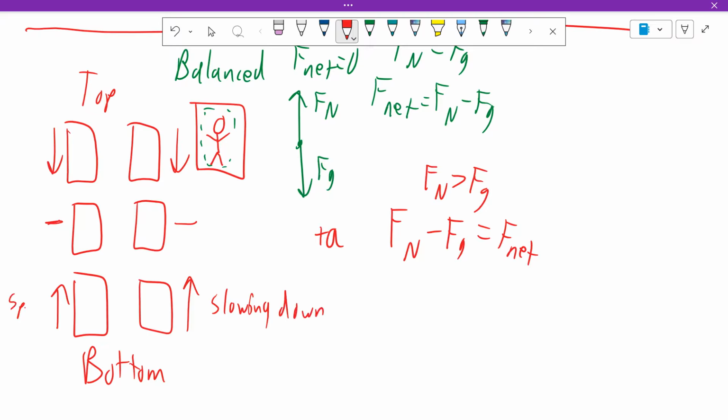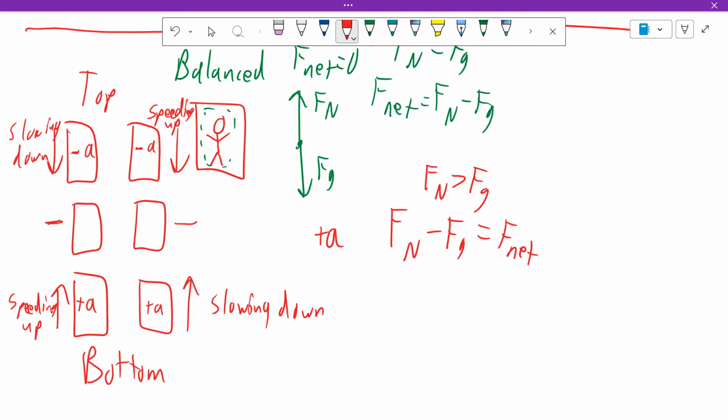You're speeding up, slowing down, speeding up. So in this scenario, we must have a positive acceleration. In this scenario, we must have a negative acceleration. In this scenario, we must have a negative acceleration. In this scenario, we must have a positive acceleration.